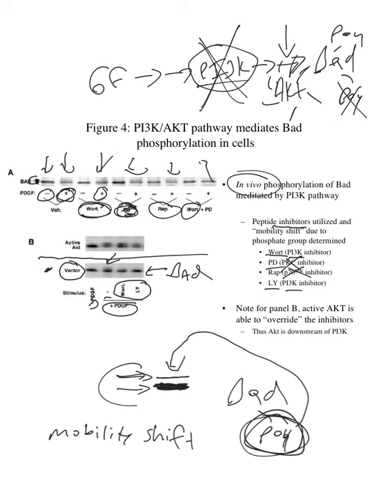So treat with no growth factor. That means we don't stimulate the pathway at all. And of course, we don't see the mobility shift in that lane. No surprise there. Treat with the growth factor. Don't add the PI3 kinase inhibitor. Get the mobility shift. Great. So they've replicated what we saw in the upper panel on this figure.